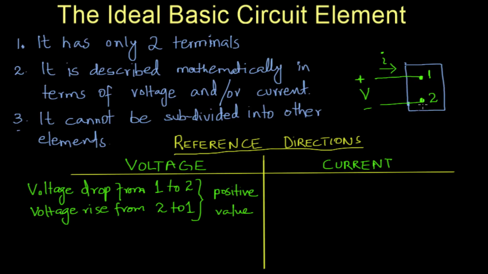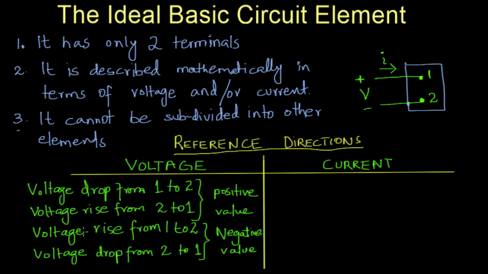And on the other hand, if we go in the opposite direction, the voltage drop is going to be negative, or there is going to be a positive voltage rise. So we can say that the voltage rise from terminal 2 to terminal 1 is positive because you can see that terminal 2 has a negative sign, terminal 1 has a positive sign. So if we go from terminal 2 to terminal 1, there is a voltage rise, and hence we say that its value is positive.